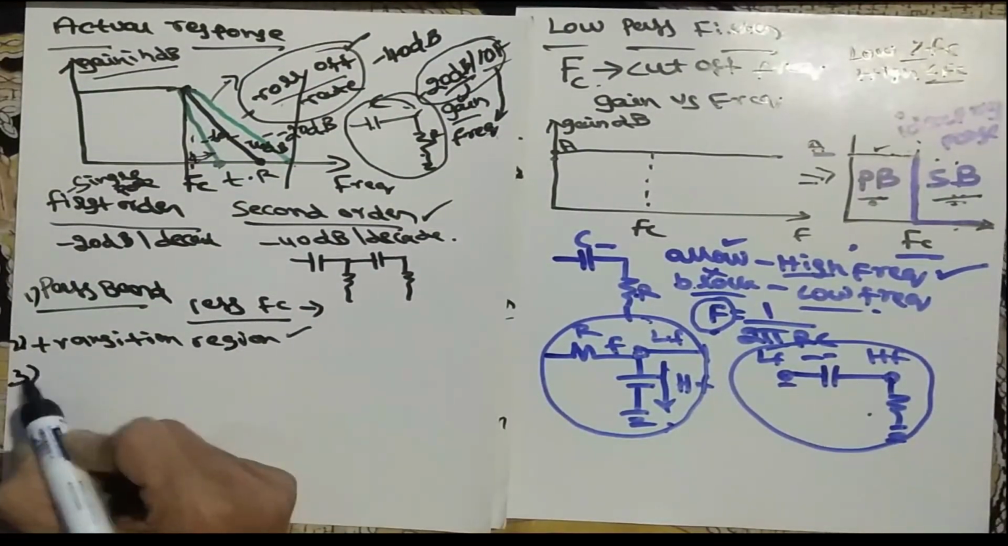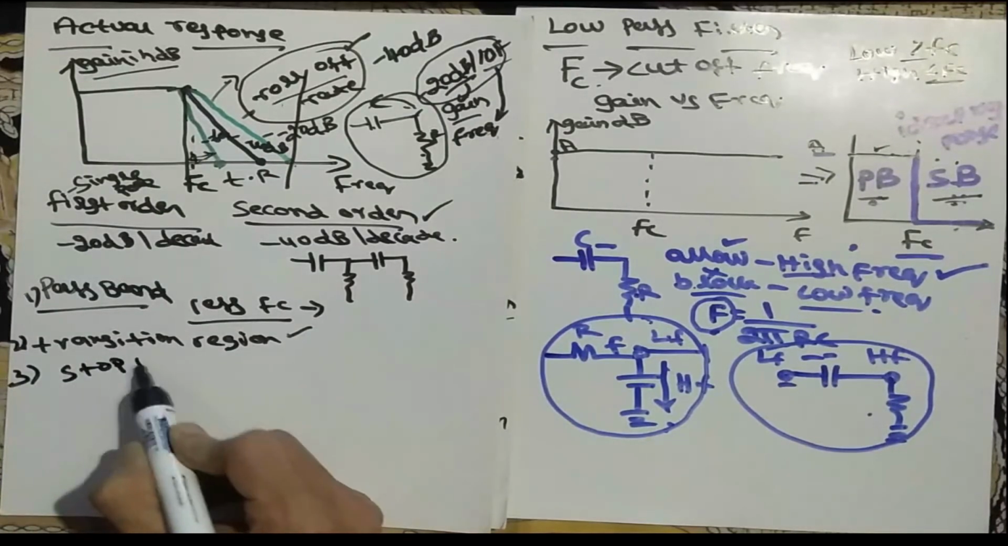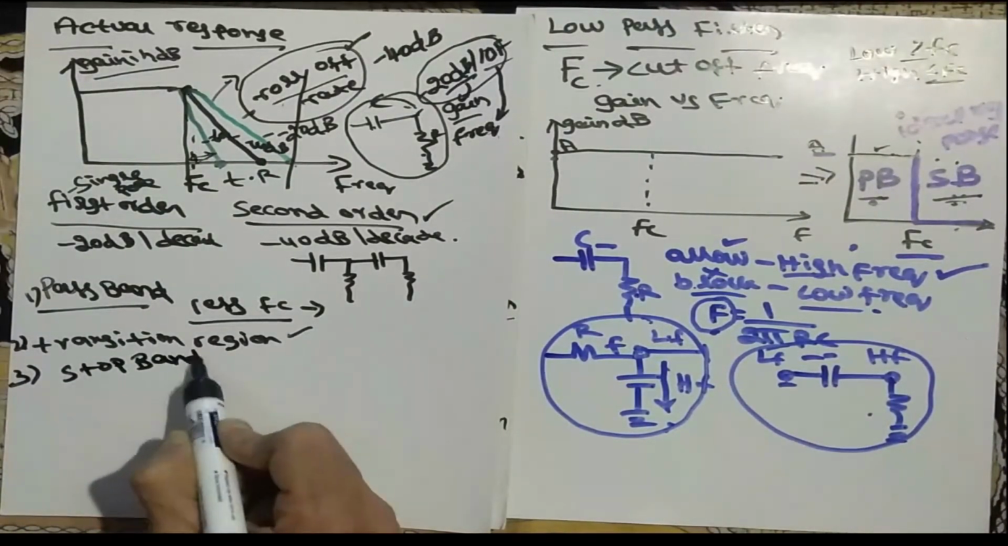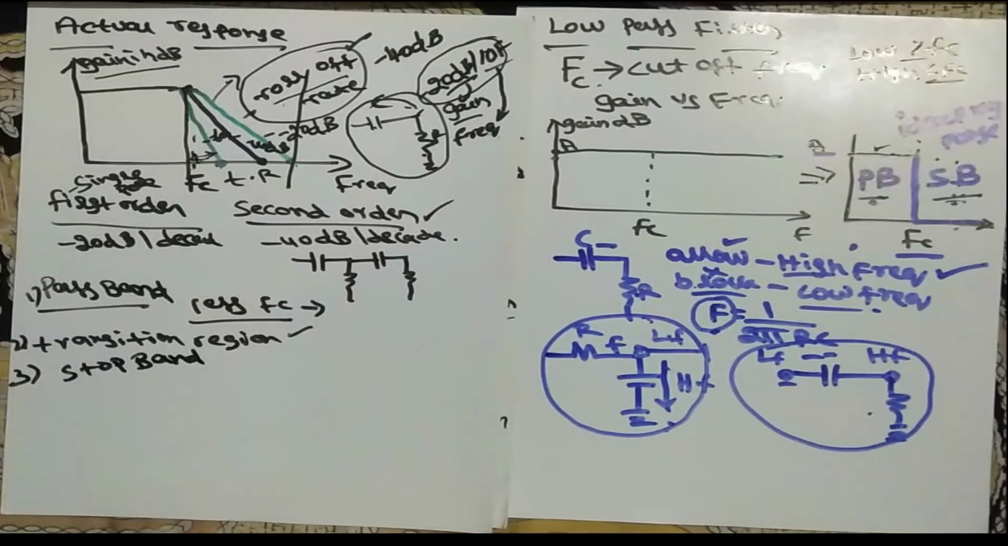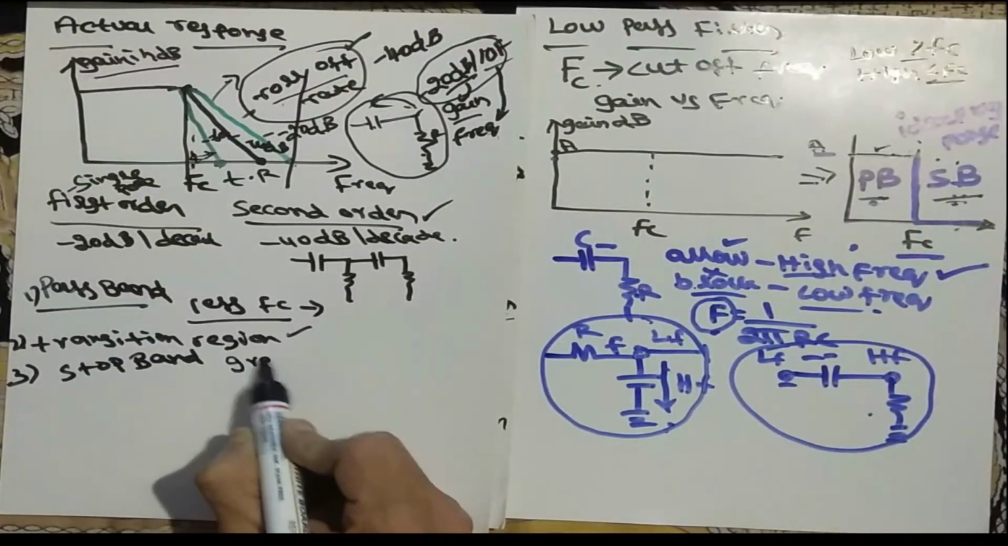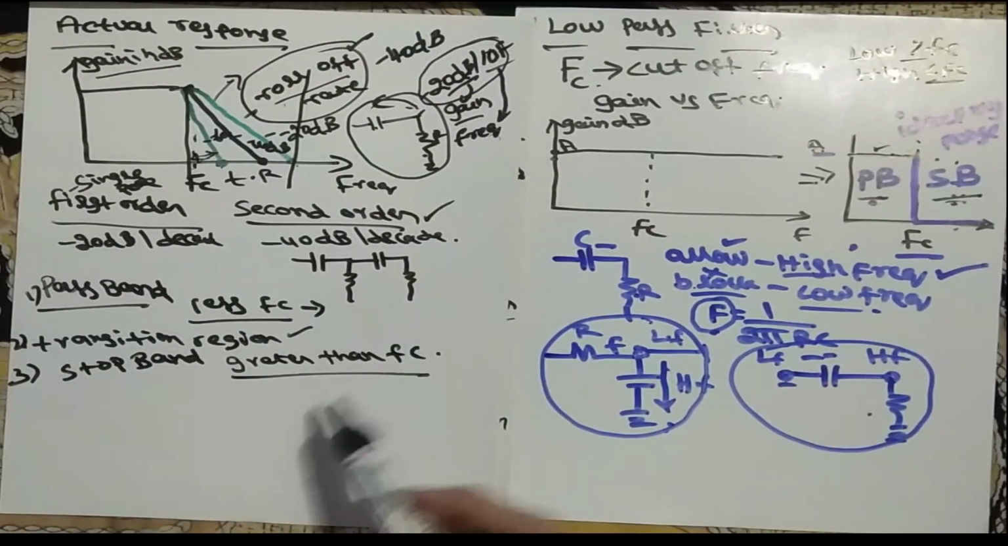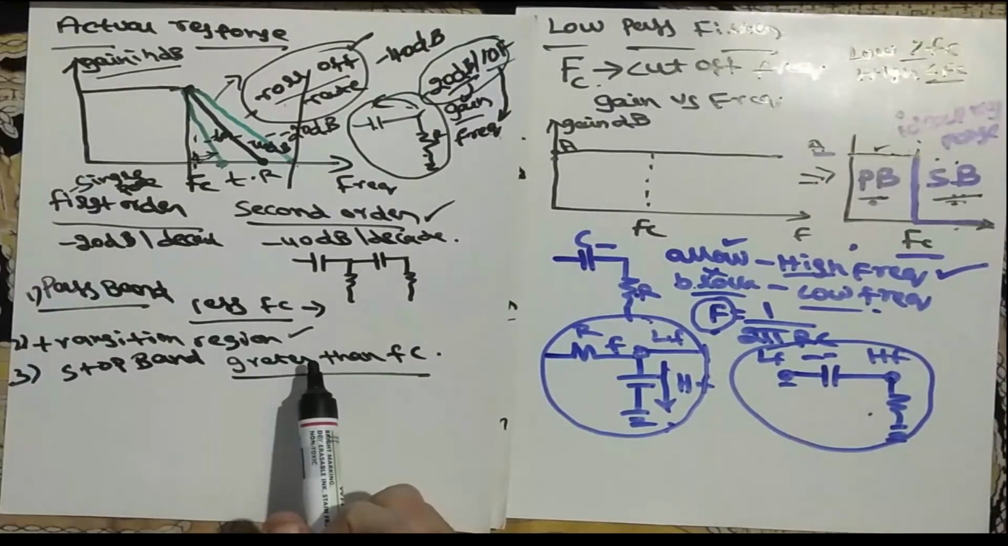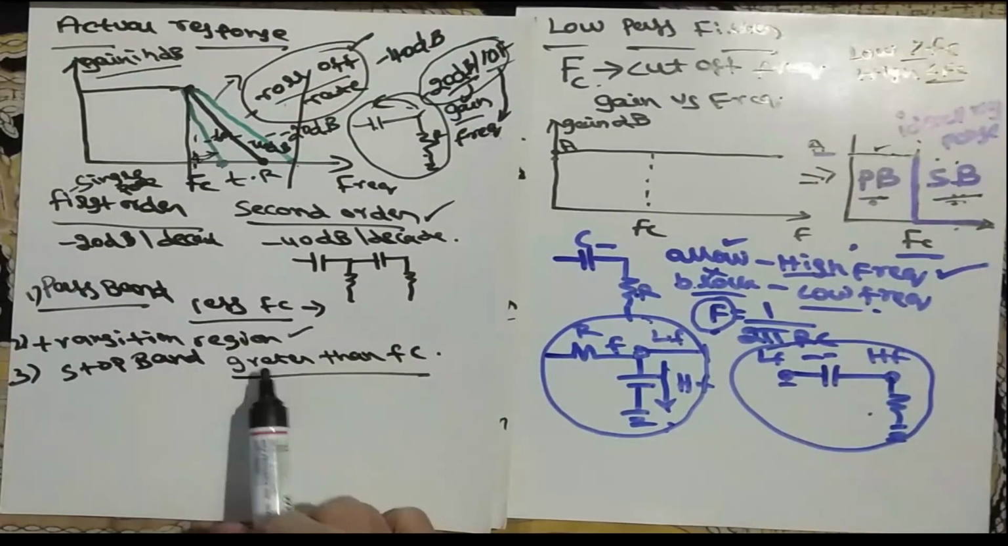Next, the third one is the stop band. The stop band is the particular range of frequencies that have the most attenuation, or the most blocking. Here the stop band is the range greater than the Fc value, and in the stop band the high frequencies will be stopped in the low pass filter.